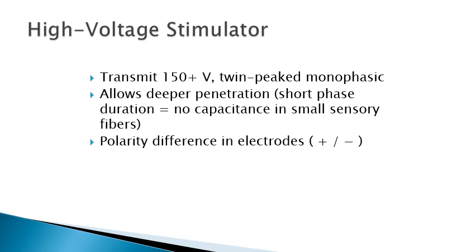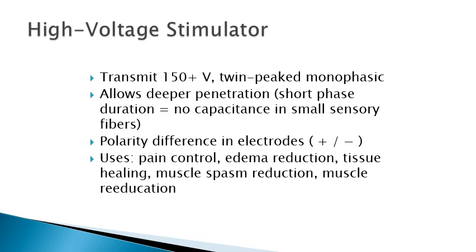Now, if you do a monopolar setup with a bigger dispersive pad and a smaller active pad, you can use the purported benefits of having a positive or negative current over the treatment area. Otherwise, if you don't necessarily want to do that, you can just do a bipolar treatment. The pads can be the same size, and you just set up your parameters accordingly. Uses: pain control, edema reduction, tissue healing.